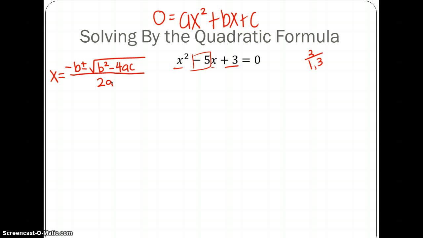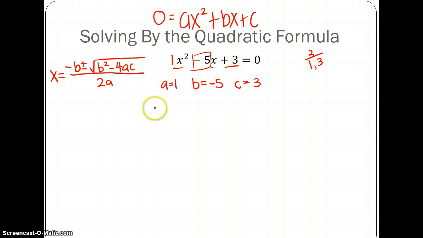So if we look at the equation we have here, you look at your coefficients. The a value is the number in front of x squared. If there's nothing there, it's going to be 1. So a is equal to 1, b is the number in front of x, which would be -5, and c is the number all by itself, which is +3. So this is a plug and chug kind of operation.